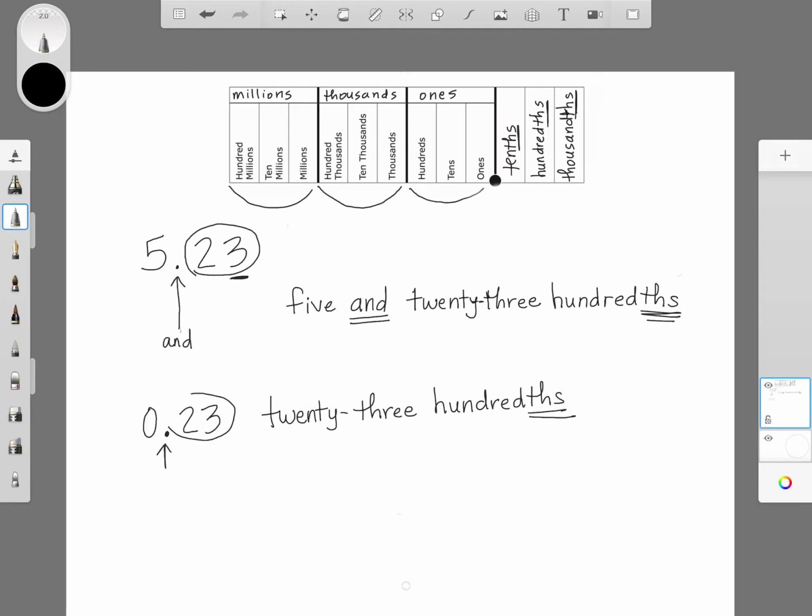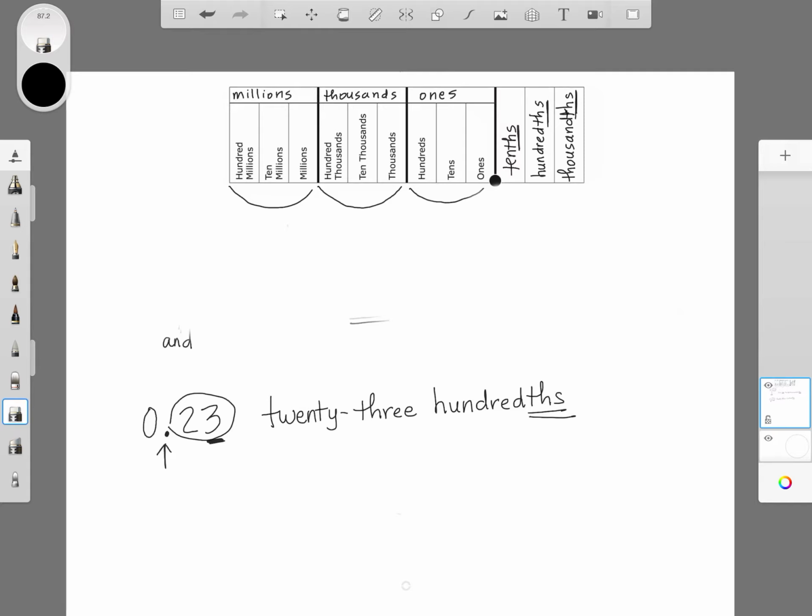with that TH. So again, we just look at the whole number here. It's 23. We look at the place that it ends in. It ends in the hundredths place. So that's what we say at the end. So that's how you read decimal numbers and how you write decimal numbers in word form. Okay, let's get rid of this.